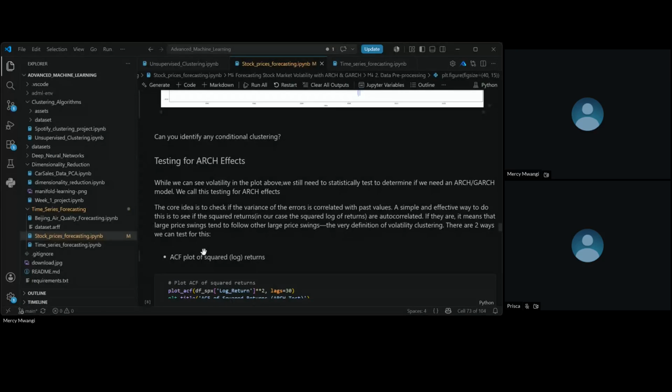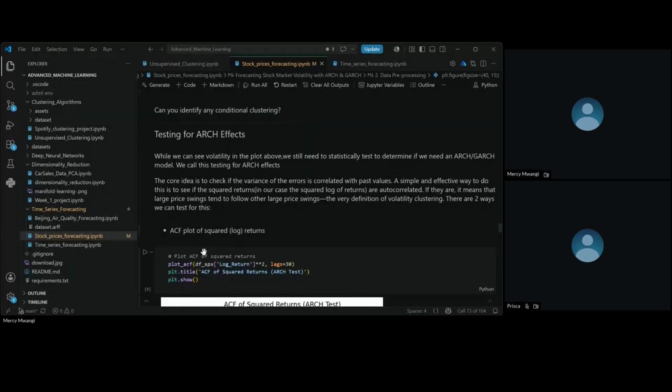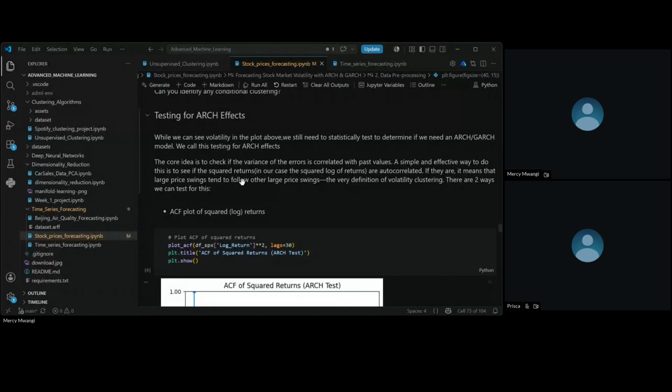Okay, so make your data stationary, test for ARCH and GARCH. The core idea is to check if the variance or the errors are correlated with past values. What is conditional clustering, Priska? So we say conditional clustering is periods of high volatility are followed by periods of high volatility. So in essence, if I know the volatility of yesterday, I can calculate the volatility of today because I am in a cluster, right?